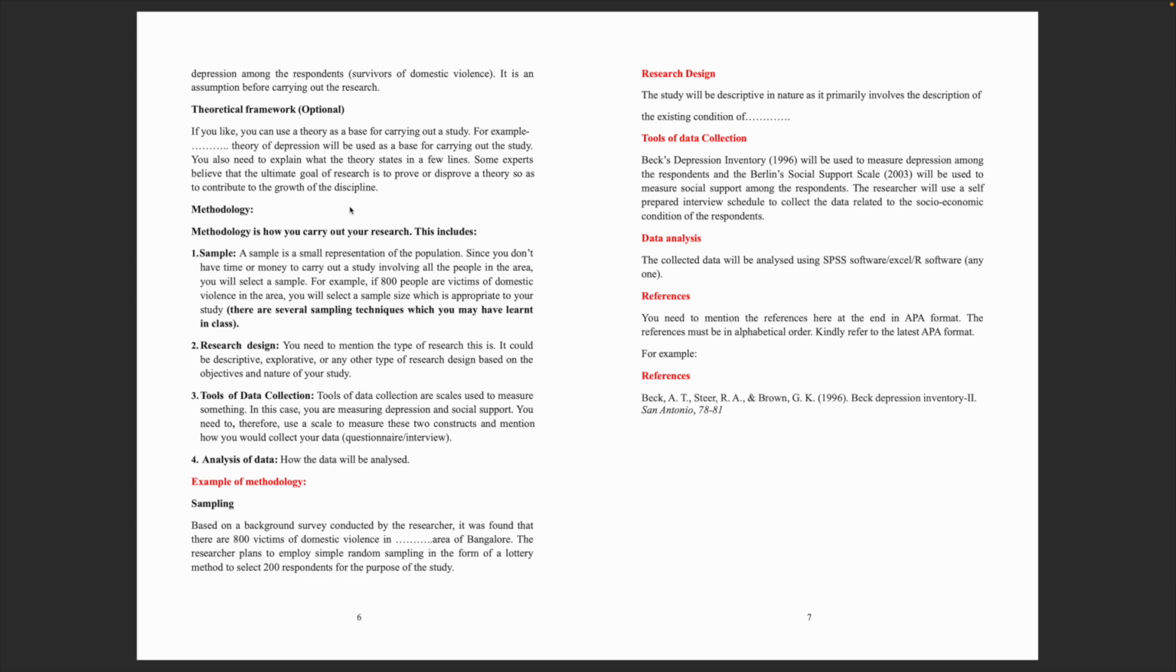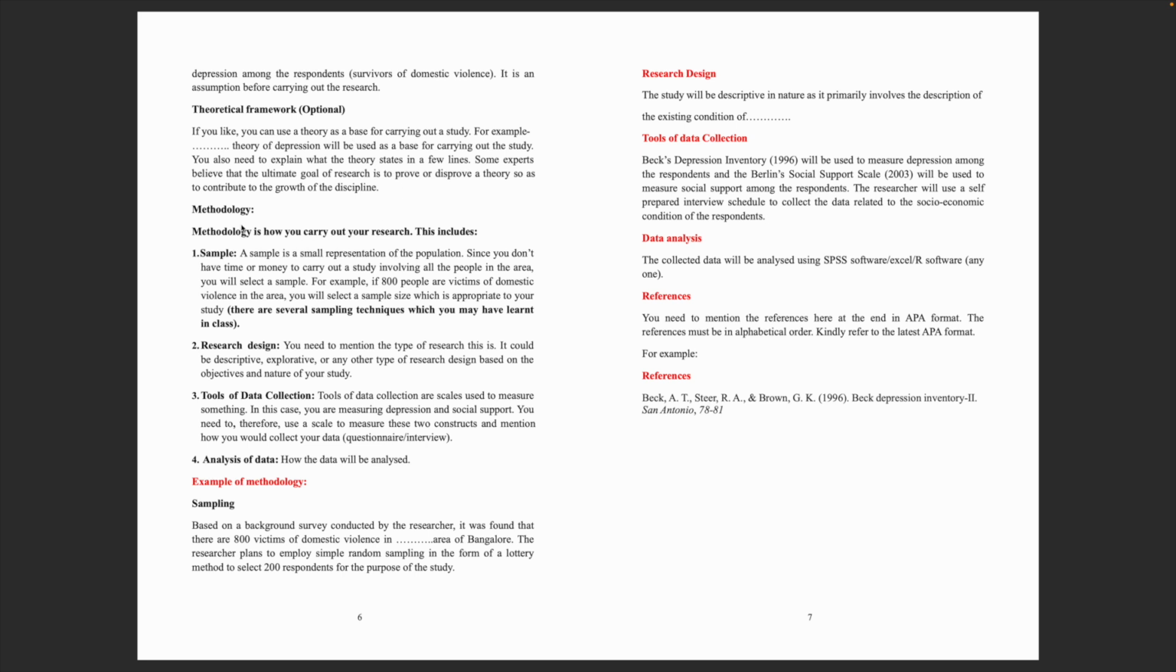Now, in some cases, you may also have a theoretical framework. So theoretical framework is very useful because it helps you establish some of those hypotheses in your studies. More importantly, the theoretical framework lays down the foundation for your study. In fact, some experts believe that the ultimate goal of research is not just to come up with findings, but to either prove or disprove a theory so that it can contribute to the growth of the discipline. So a theoretical framework which is generally recommended, but it's optional.